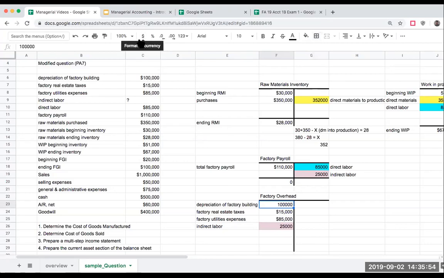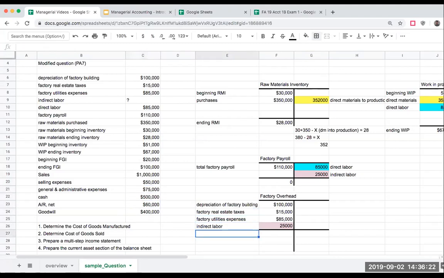I have my factory real estate taxes, and over here my factory utilities expense. And then I have my indirect labor. These are all what we call product costs, or costs that relate to that production. Really what we're considering here is anything that's going on inside of the factory. It does not include selling or general and administrative expenses.